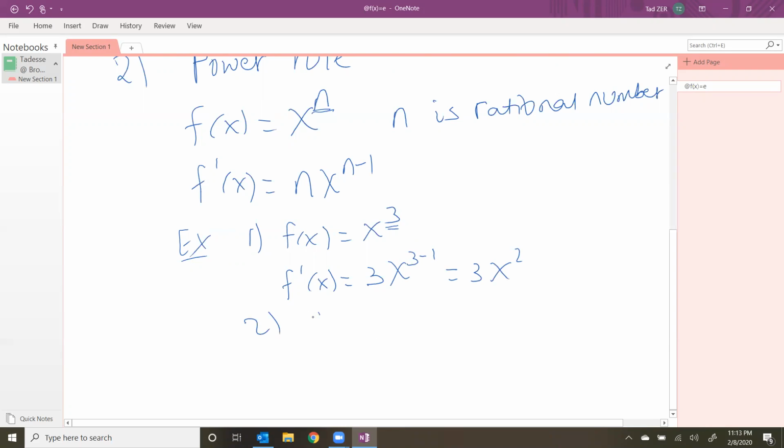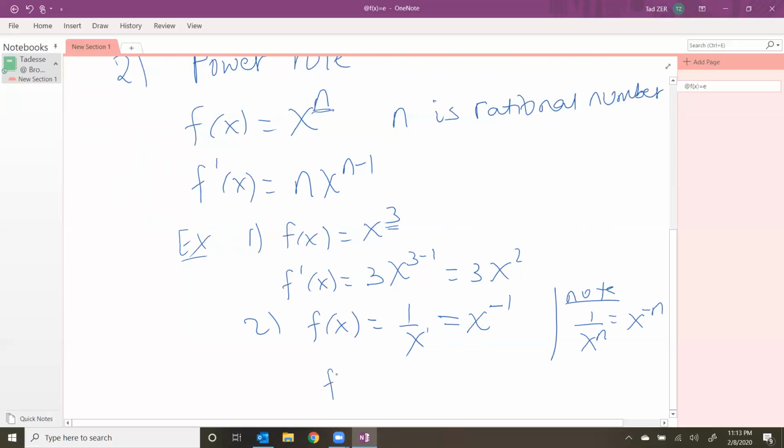Another example will be f of x equal to 1 over x. Do we have any exponent or power now? The answer is no, but I can rewrite it using the law of exponents. This can be written as x to the power of negative 1. Remember, 1 over x to the power of n is the same as x to the power of negative n. So in this case, the exponent is 1, so it can be written as x to the power of negative 1. Now I was able to write 1 over x as a power.